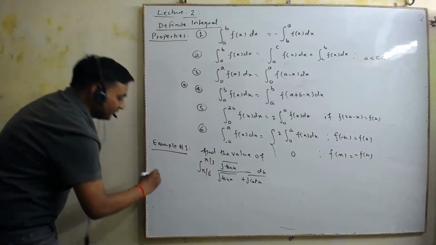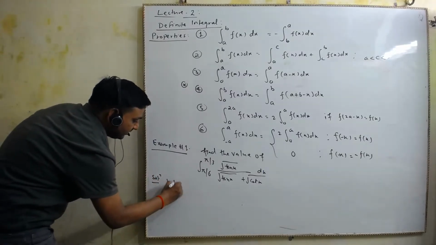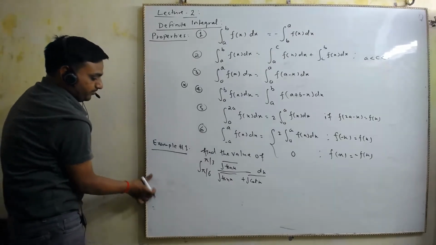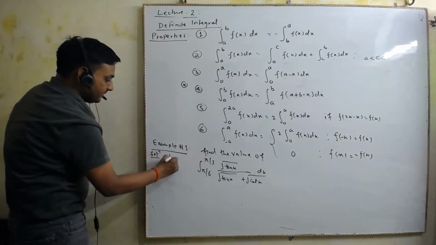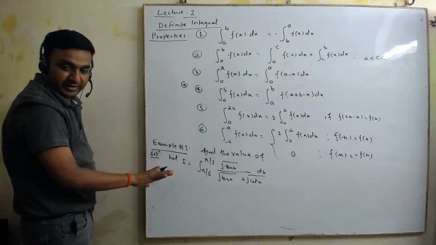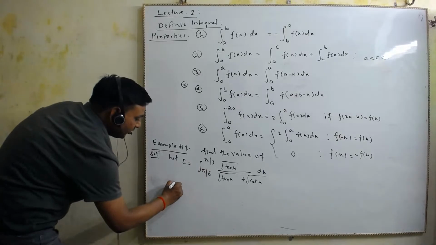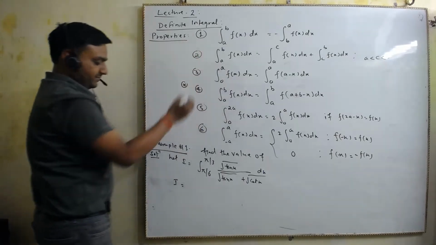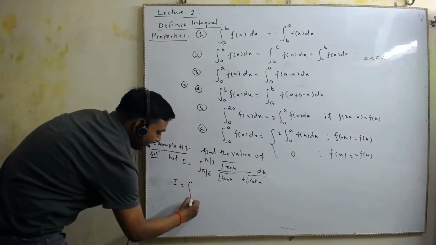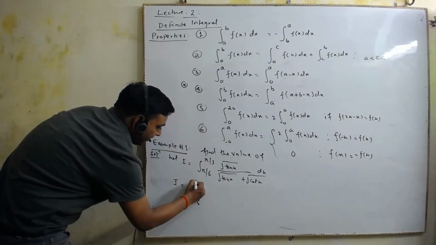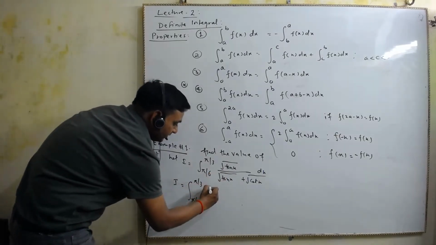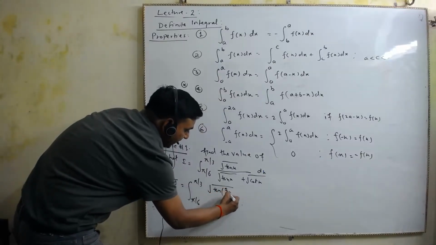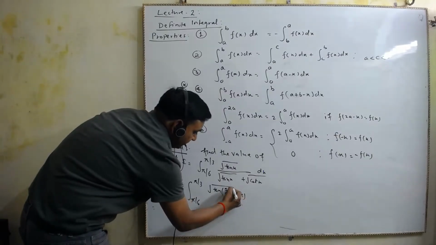So how to solve it? Let I equal this. If I is this, what I do, I use property 4. So I will remain the same, pi by 6 to pi by 3. This will be tan of pi by 6 plus pi by 3 minus x.